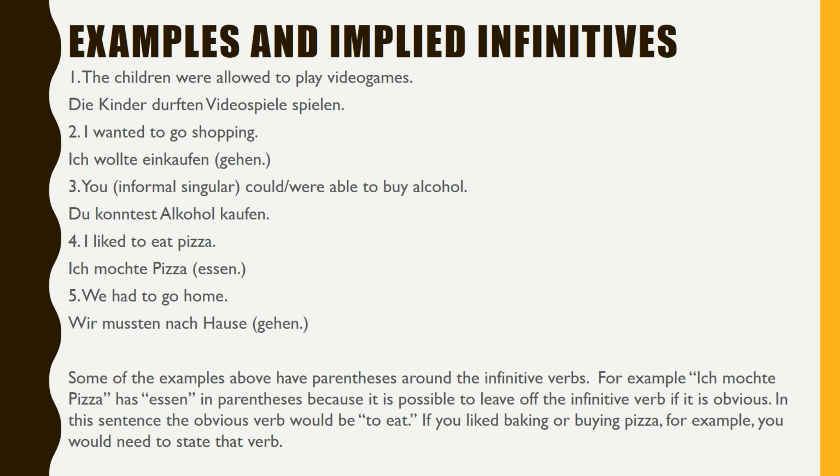Some of the examples above have parentheses around the infinitive verbs. For example, ich mochte Pizza has essen in parentheses because it is possible to leave off the infinitive verb if it is obvious. In this sentence, the obvious verb would be to eat. If you liked baking or buying pizza, for example, you would need to state that verb.